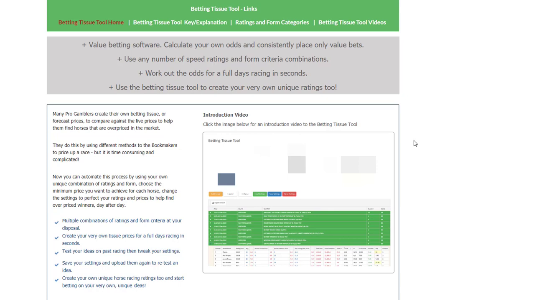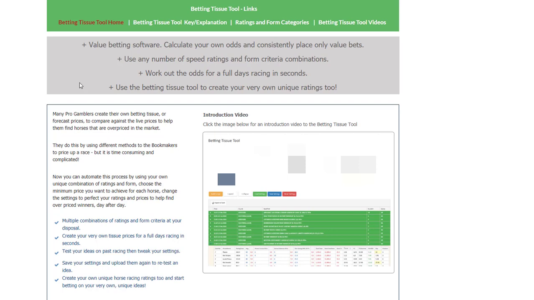The Inform Racing Betting Tissue Tool is a piece of value betting software that allows you to choose any of your chosen speed ratings or form criteria and use these to calculate your own betting odds. You can then compare these to the bookmakers' prices and consistently find horses which are overpriced so that you're only betting at value. You can work out the odds for a full day's racing in seconds, and you can use the betting tissue tool to create your own ratings.